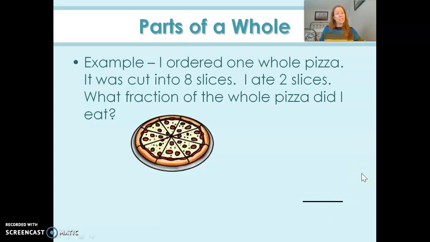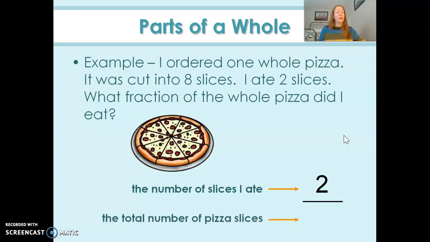And how many did you eat? Or how many did Mrs. McLeod eat? I ate 2 pieces. So that's going to be in my numerator spot. So the total number of slices I ate was 2. The total number of pizza slices is 8. So this fraction would be called 2/8.